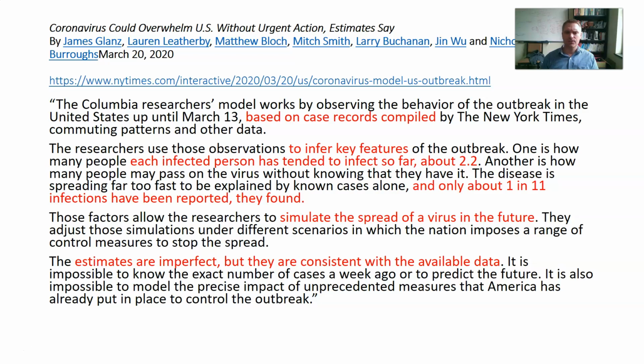Essentially, the Columbia researchers' model was based on records compiled by the New York Times. So that's data they collected. And then they also use these observations to infer key features of the outbreak. These are some of the assumptions in their model. Each infected person has tended to infect about 2.2 other people. They estimate only 1 in 11 infections have been reported. They use these things to simulate the spread of the virus in the future. And they do note these estimates are imperfect, but they're consistent with available data. So they've taken available data and built their models to make these kinds of estimates.